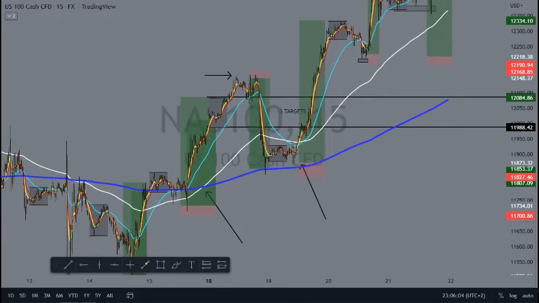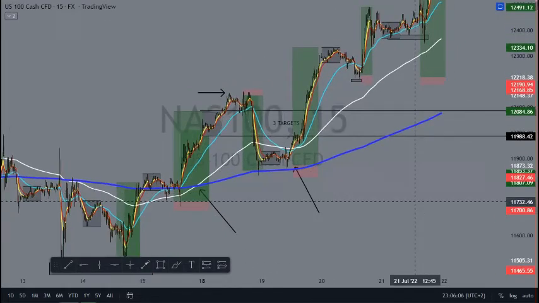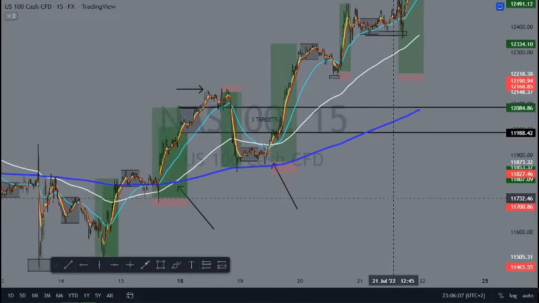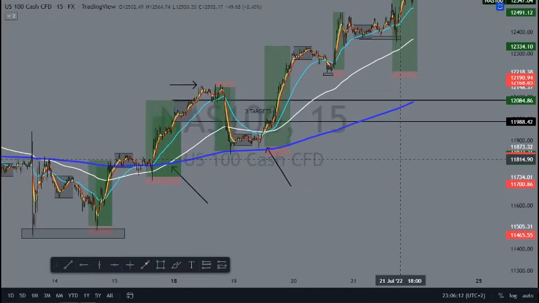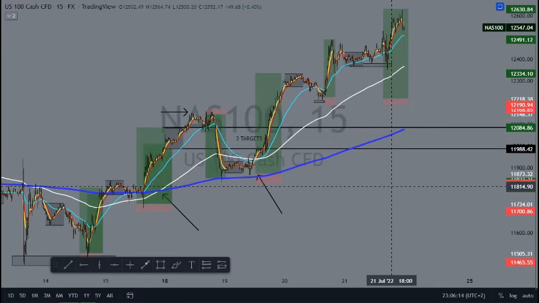Just look at this. You are risking a small amount of your capital, but your gains are very big. This is how you boost your equity curve. This is a very nice setup.